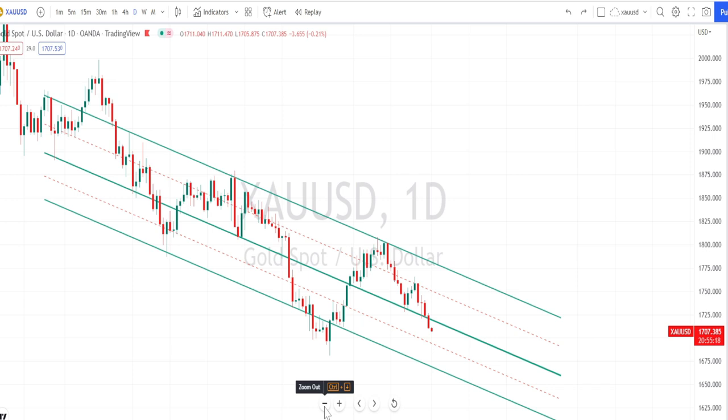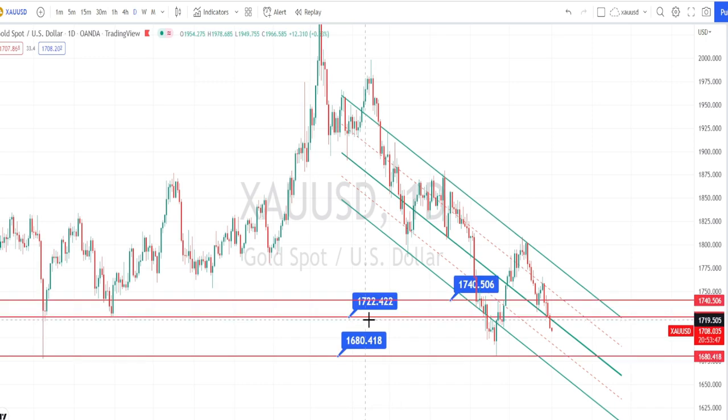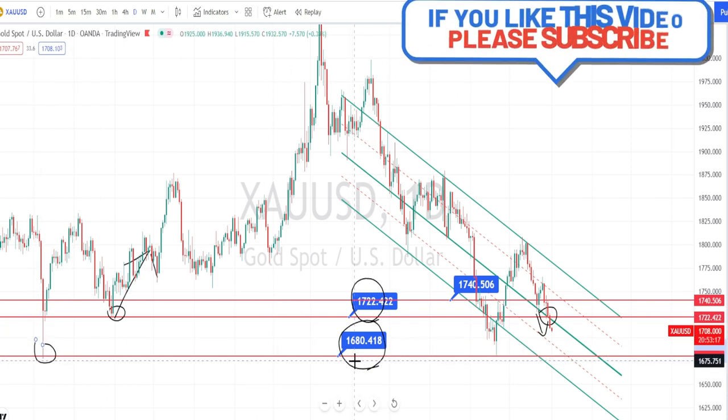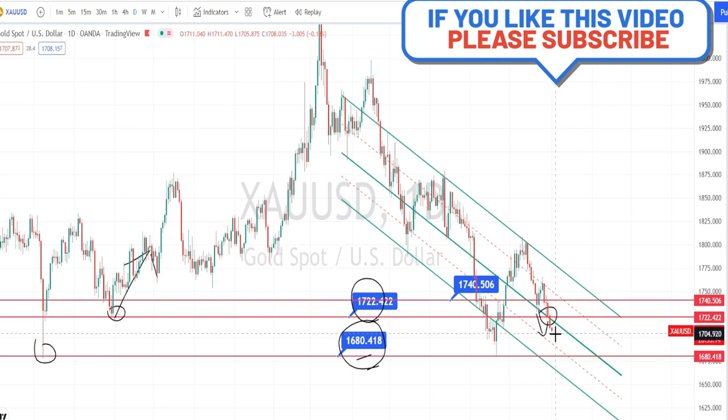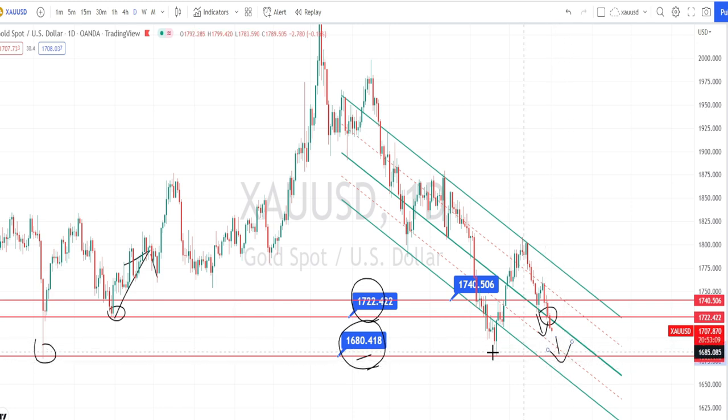And when we look at the next level of support and resistance from the past price action, 1722 had acted as a very strong support in the past, where we have noticed the price action bounce back on the bullish side, a trend reversal. But the current price action has clearly broken this support level and it is continuously on a very strong bearish trend. So the next level of support from the past price action will be around 1680. So we are expecting the price action to trend down and to retest this support level of 1680.